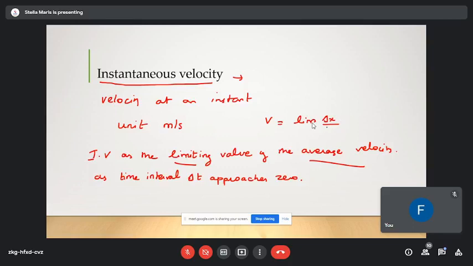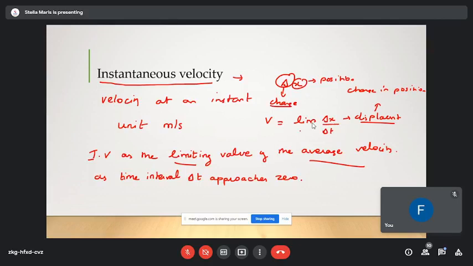Delta x divided by delta t. Delta x is nothing but the rate of change of displacement. Displacement means the change in position, right? So change in position is nothing but del x. Position is nothing but x. This delta is nothing but change.